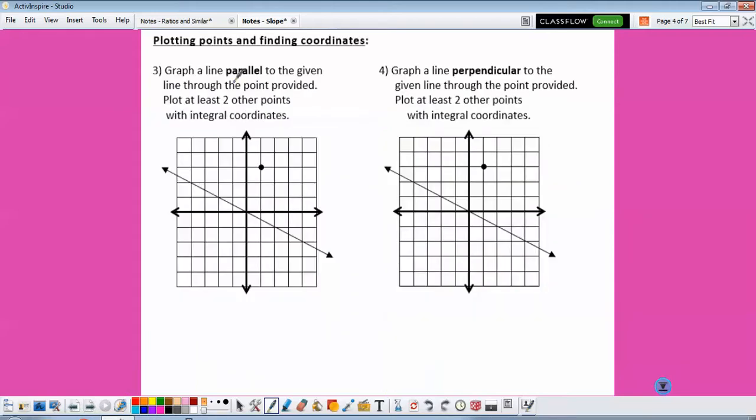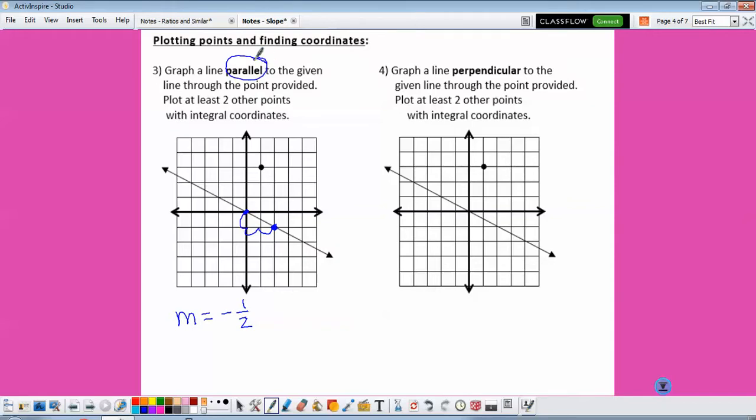Let's look at graphing. Given a parallel line to the given line, graph a line parallel to the given line through the point provided. Plot at least two other points with integral coordinates. That just means, integral just means positive or negative whole numbers. So first we need to find the slope of this line. So I'm going to pick out 2 points on the line. And from that I know my slope is -1, +2. So the slope is -1/2.